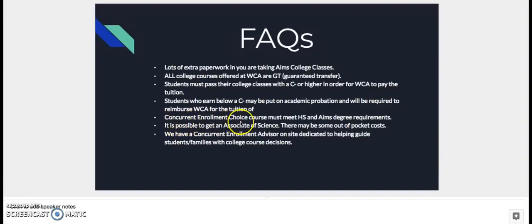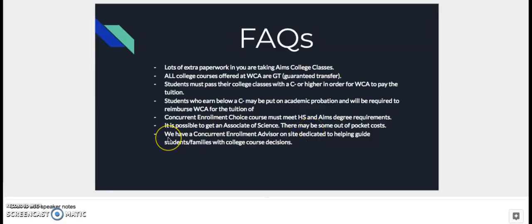If you are tapping into one of those light purple classes where you're going to take a class online or at the Ames campus, it must meet high school graduation requirements as well as Ames degree requirements. We can talk more about that in person. We get a lot of questions about being able to get an Associate of Science. It's possible, but there are probably going to be some out-of-pocket costs. We guarantee that you can get the Associate of Arts, but the Associate of Science has a few other stipulations.